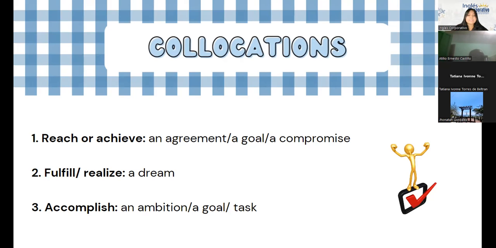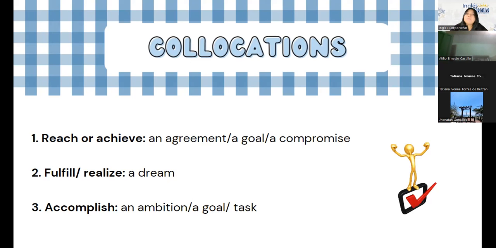Realize a dream. Realizar un sueño, right? We have many dreams that we want to realize, that we want to fulfill. Fulfill puede ser como completar, pero también viene siendo como cumplir un sueño. I want to fulfill my dream of studying abroad, or I want to fulfill my dream of getting a promotion. I don't know, right? So you want to fulfill a dream? Usted quiere cumplir un sueño. Cumplir. And realize would be como realizar. Realizar un sueño, convertirlo en realidad, right?